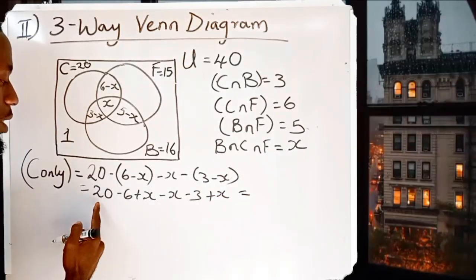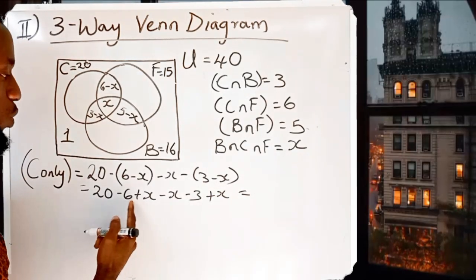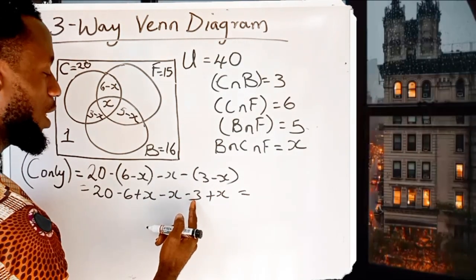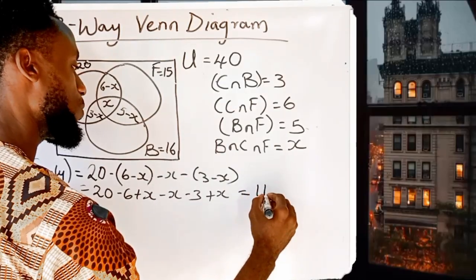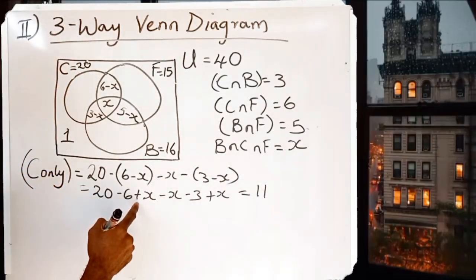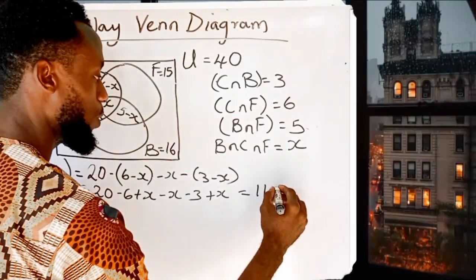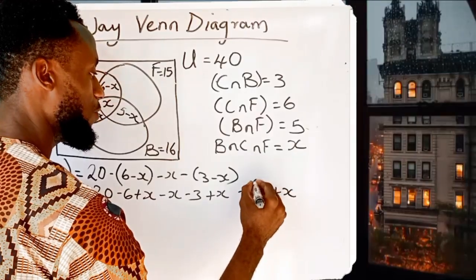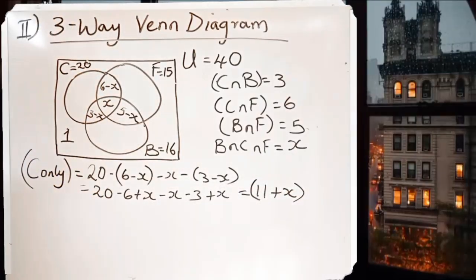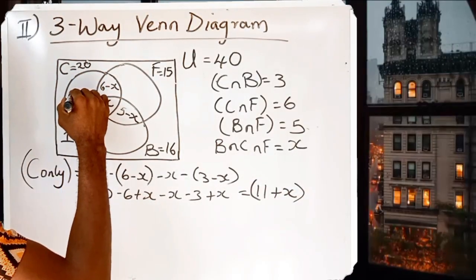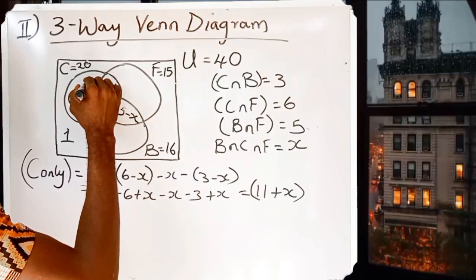At the end of the day, we have 20 minus 6, which is 14. 14 minus 3, which is 11. For the figures, we have 11. And then minus X plus X cancels out, leaving me with plus X. So everything for that part is 11 plus X. I can now put it here in bracket, 11 plus X.